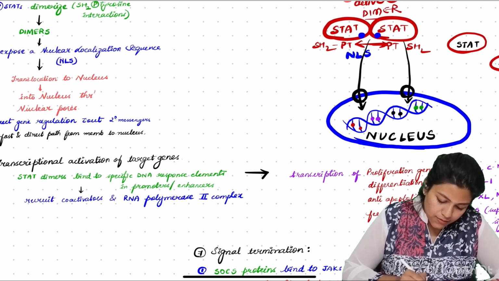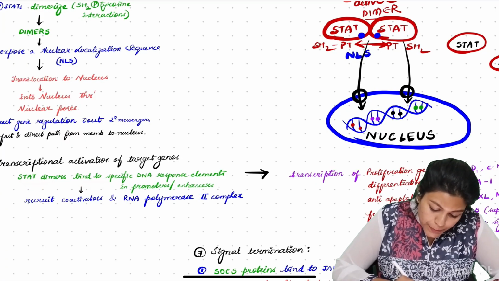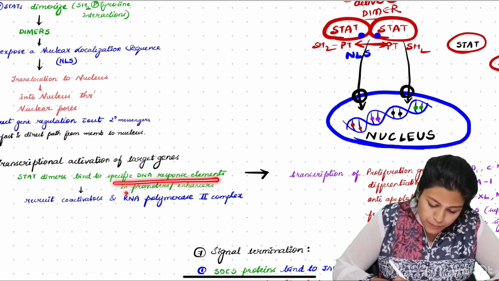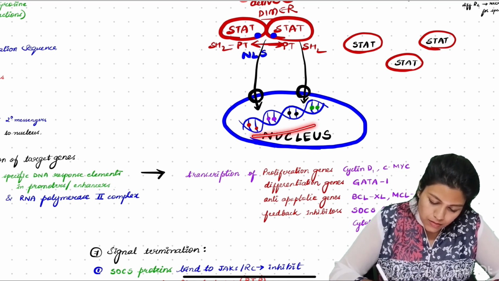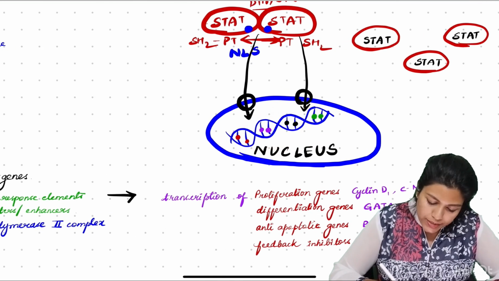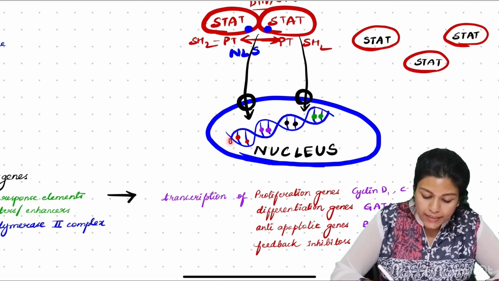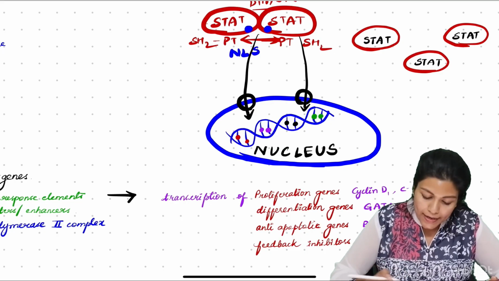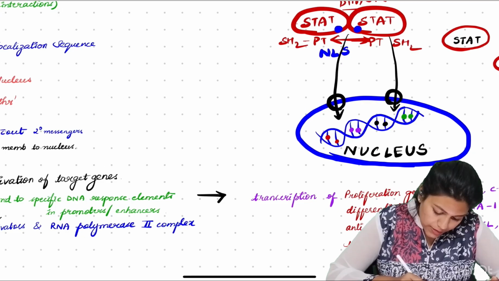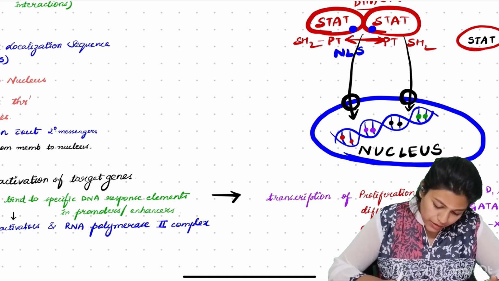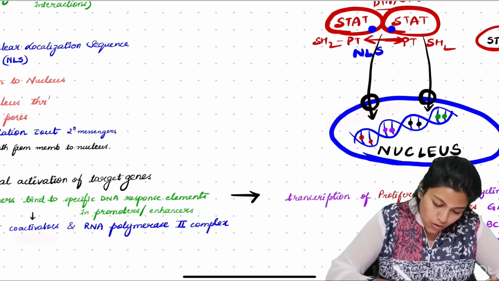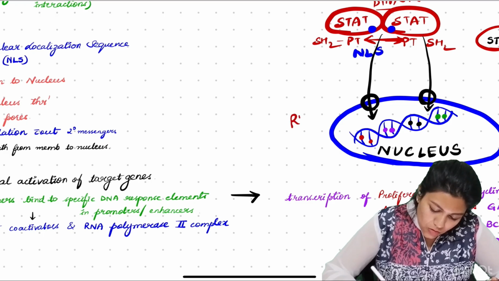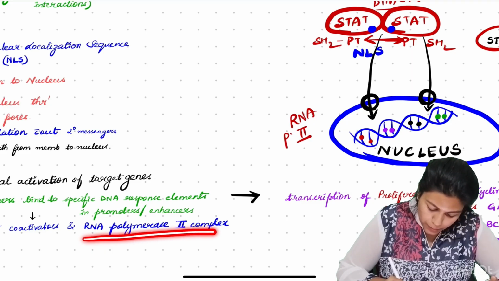After entering the nucleus, the STAT dimers will bind to specific DNA response elements in promoters and enhancers. So inside the nucleus, this is the DNA. They'll bind to the enhancers, they'll bind to the promoters at specific DNA response elements, and they'll recruit certain co-activators. They'll also recruit RNA polymerase II complexes.